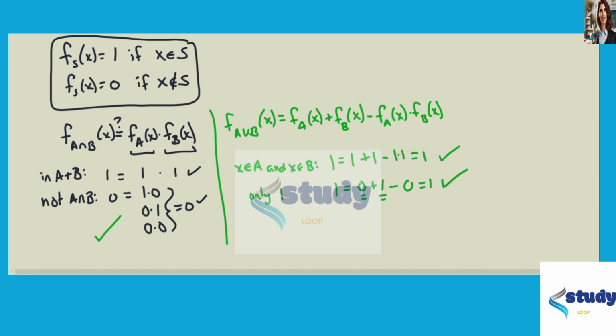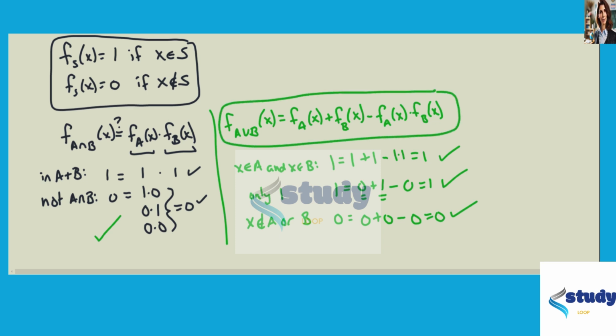Yes, it works. Now, what if x is in neither? x is not in A or B. It's not in A, it's not in B. Then it should be 0 because it's not in the union. And that math carries it out. So all of those zeros work. So our second case works as well. The characteristic function gives us what we expect based on this function right here.